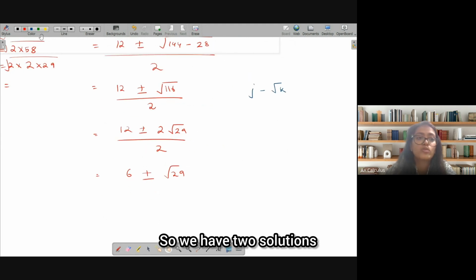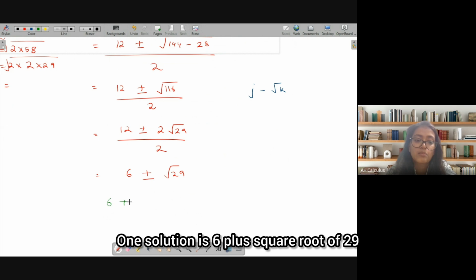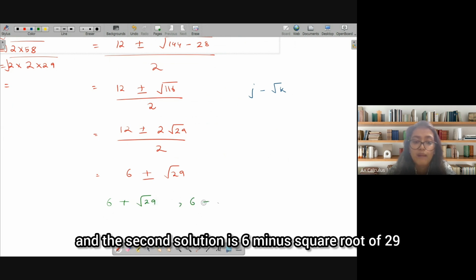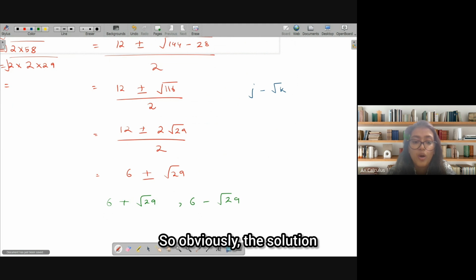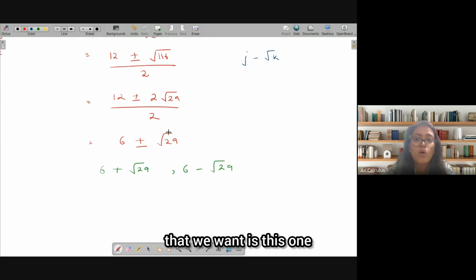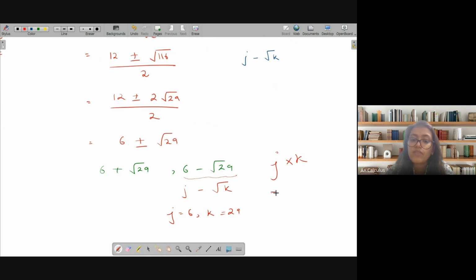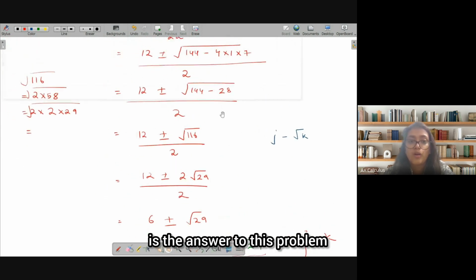So we have two solutions. One solution is 6 plus square root of 29, and the second solution is 6 minus square root of 29. So obviously the solution that we want is this one, j minus square root of k. So the value of j is 6 and the value of k is 29. So the value of j times k will be 6 times 29, which will be 174. So 174 is the answer to this problem.